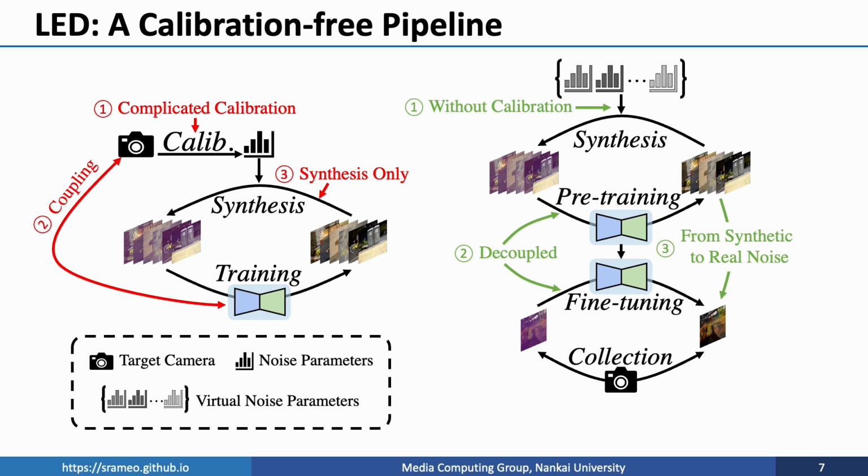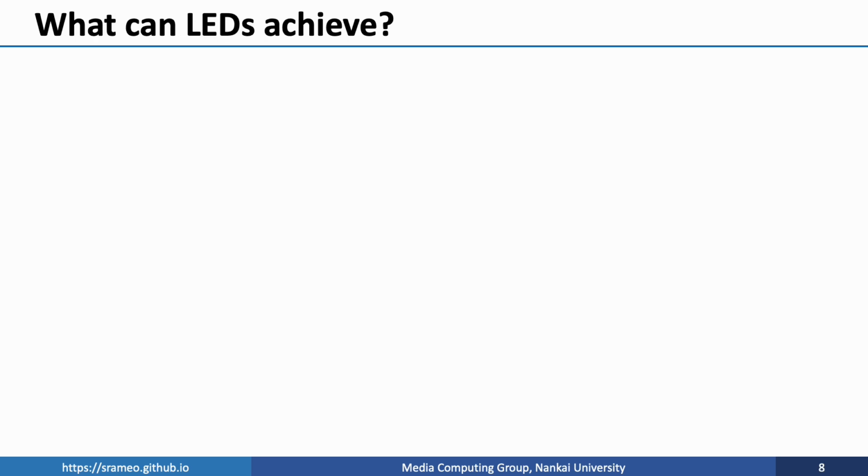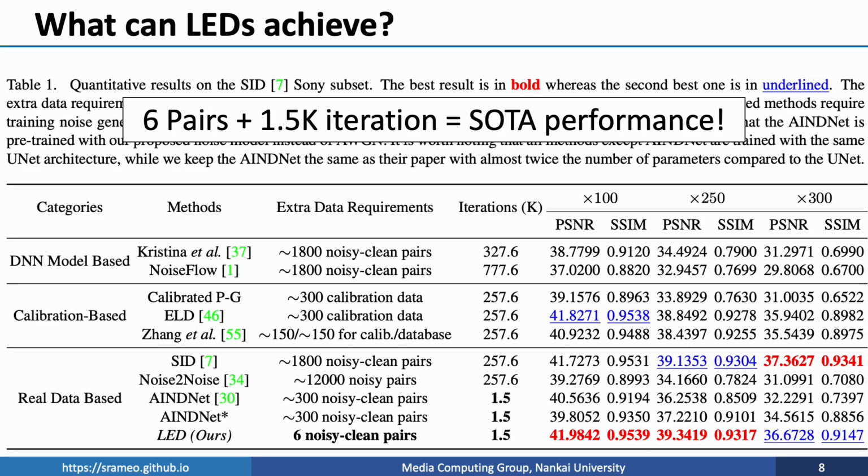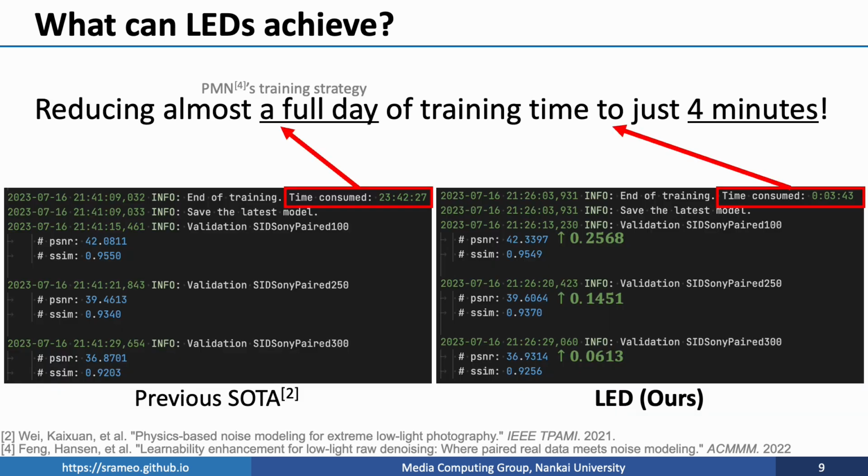Thus, we propose LAD, a simple calibration-free pipeline for low-light raw image denoising. As stated above, we only need 6 pairs of data and 1,500 iterations to reach SOTA performance in 2 raw-based denoising datasets and 4 different camera models. The log fields in these 2 images show the comparison between ELD and our method. To be more specific, PMN's training strategy takes nearly a full day, where ours only needs 4 minutes.